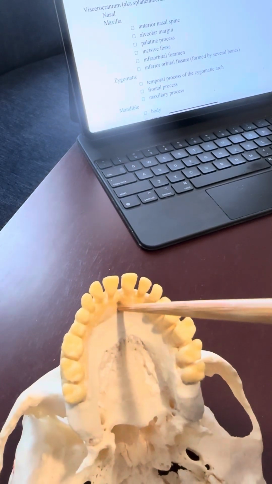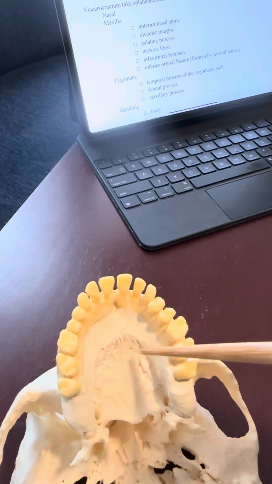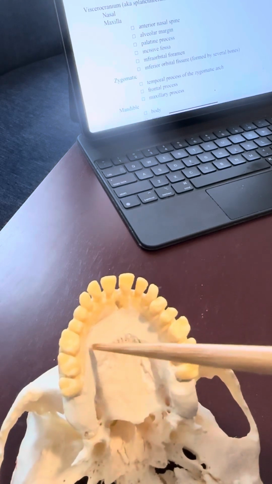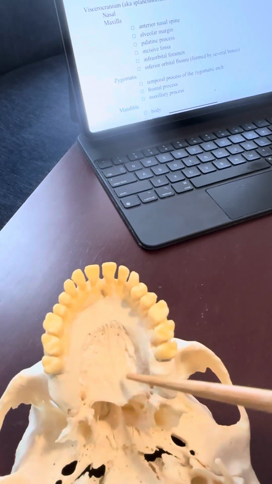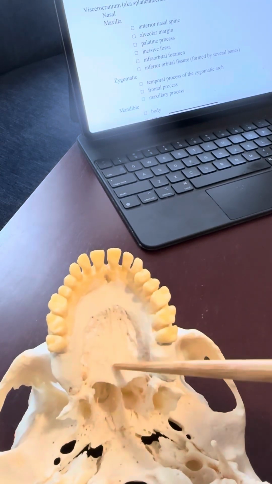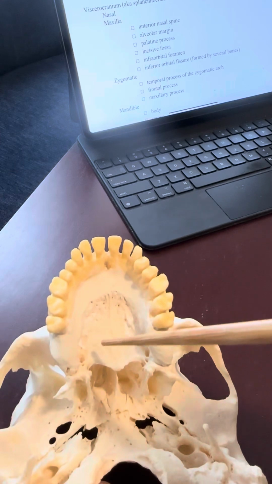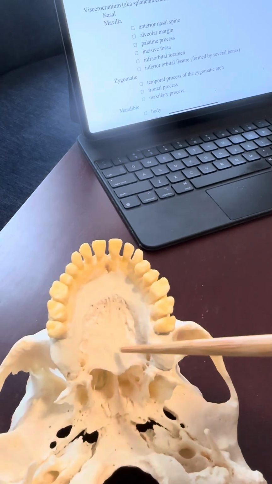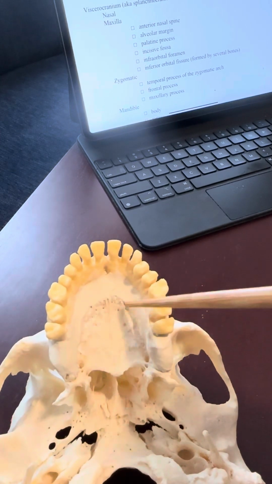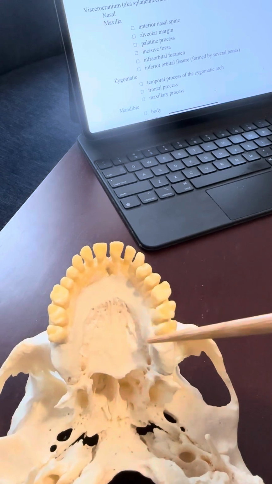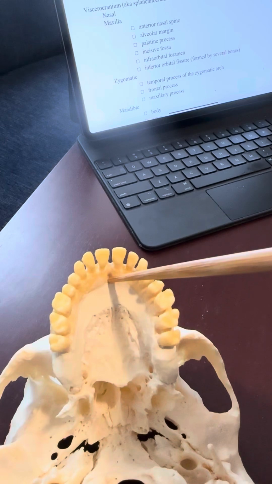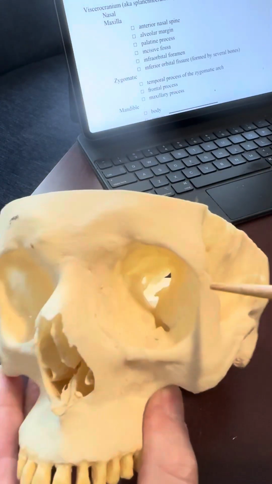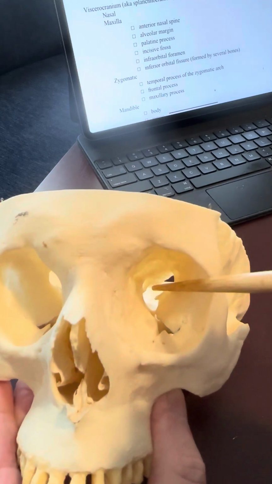The incisive fossa. So we have the palatine bones, or palatine process. I should say palatine process, because the palatine bones are actually back here. Remember, the processes are named according to the bones they're going to. These are actually the palatine bones. This is the palatine process of the maxilla. Okay, and there's going to be a joint line right in here. There's your incisive fossa.